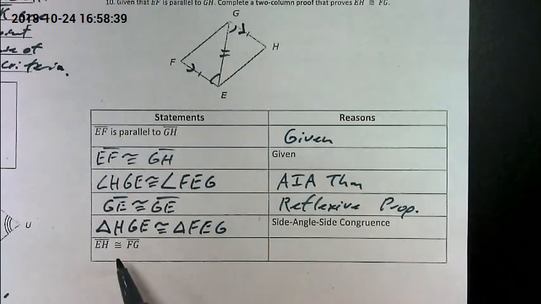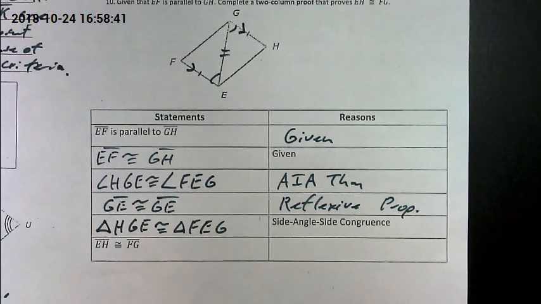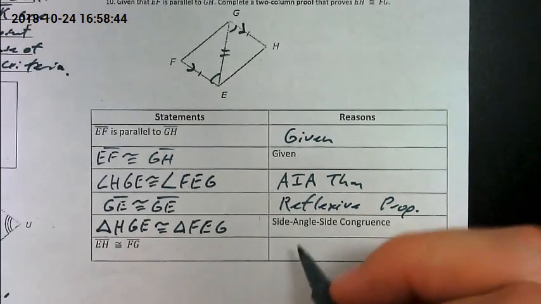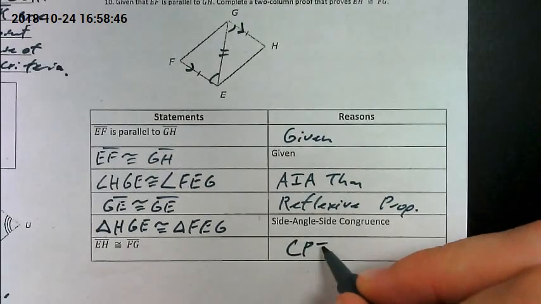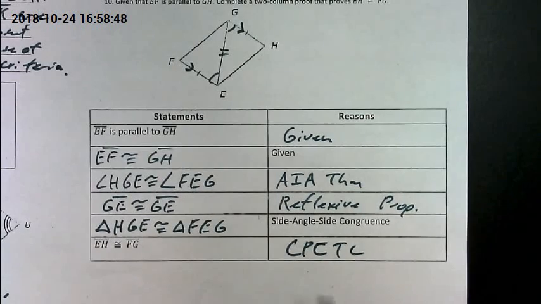Finally, you can say the last piece is congruent to the other one because of CPCTC. Corresponding parts of congruent triangles are congruent. Again, you need to know that for the test.